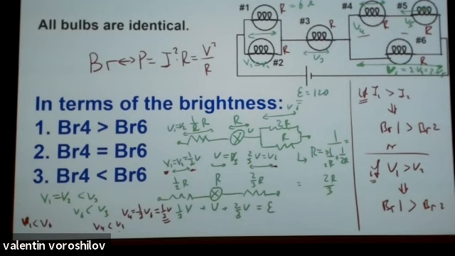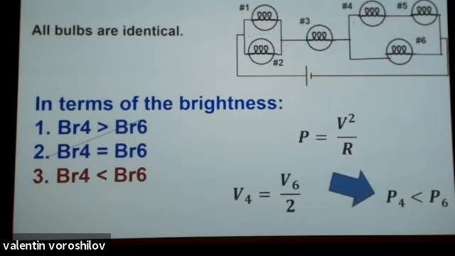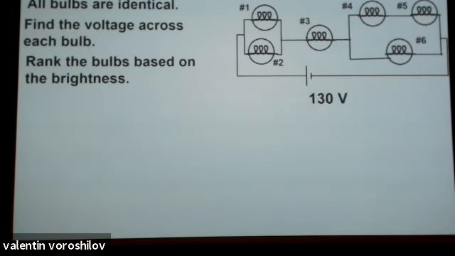I have no time, but now you can rank the brightness for all bulbs based on the ranking of voltages. Again, as I said, higher voltage, brighter bulb. Lower voltage, dimmer bulb. Well, in this case, that's the answer of this. And with a given number for EMF, you can finish calculation and calculate each individual voltage.